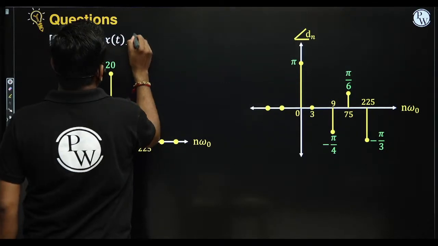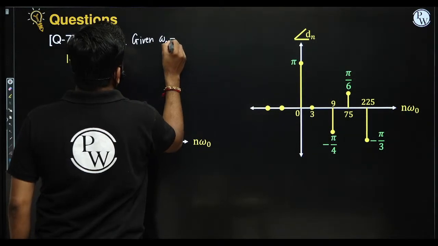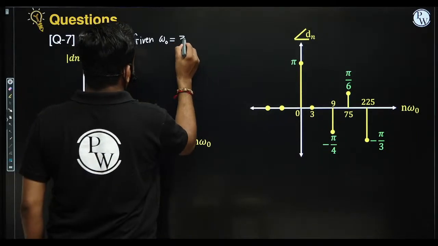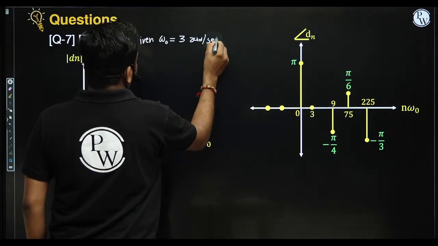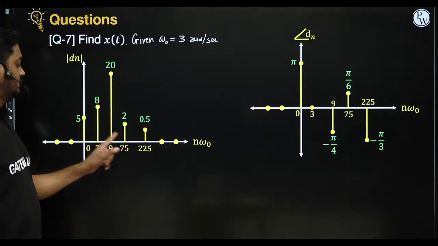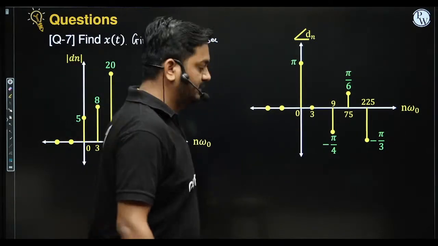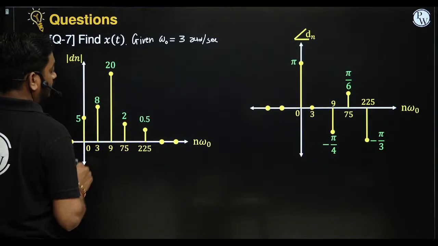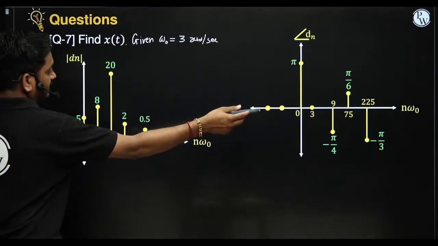Here I am writing, suppose omega 0 is given, or we can calculate omega 0 from this also. Suppose omega 0 is equal to 3 radian per second, the fundamental frequency. Or we can calculate it from this: this is omega 1, omega 2, omega 3, omega 4. If you take the GCF of all these, then you can calculate omega 0. This is the first frequency omega 1, second frequency omega 2, omega 3, omega 4. These are the amplitudes or magnitudes, and here the corresponding phase angles.